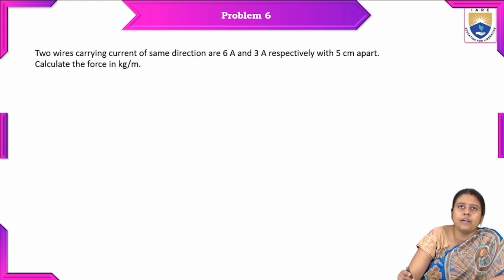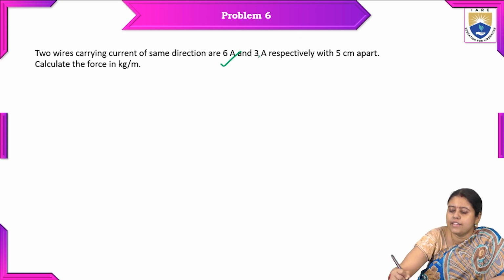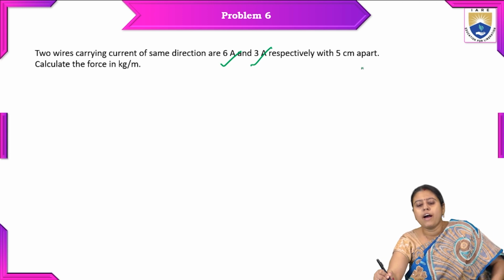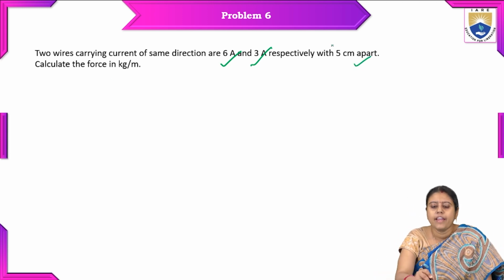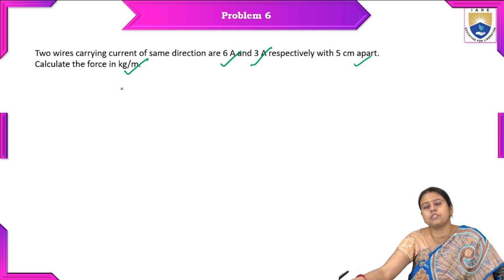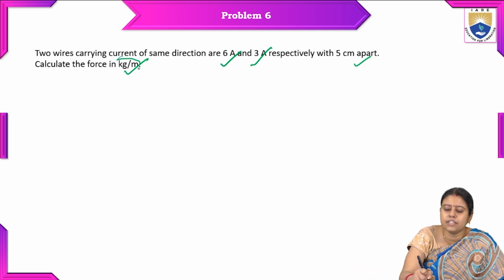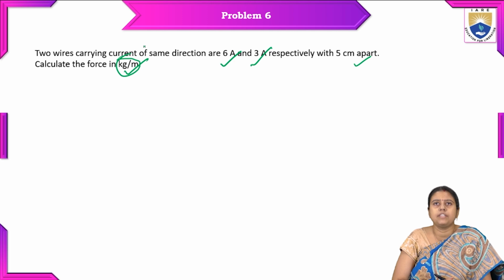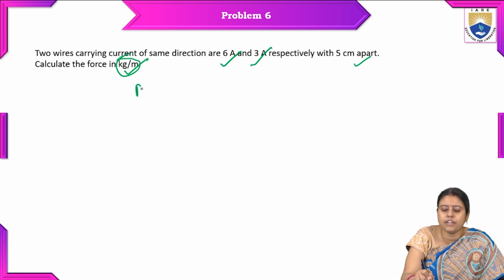Two wires are carrying current in the same direction, 6 amps and 3 amps respectively, with 5 centimeter apart. Calculate the force in kg per meter. This is also a GATE question, and the trick of the question is only in the kg per meter. So first we will calculate the force.